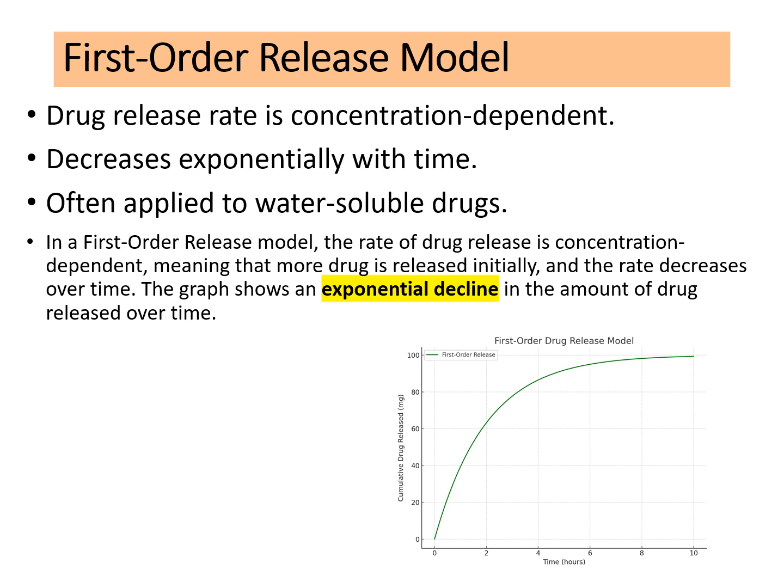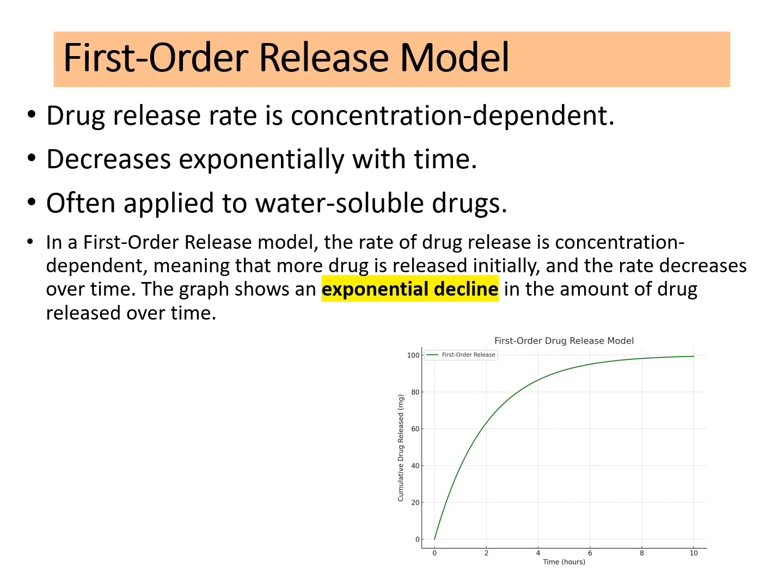Then coming to the first order release. In first order release, the drug release rate is concentration dependent, and the drug release decreases exponentially with time. This first order release is often applied to water soluble drug formulations, and in the first order release model the drug release rate is concentration dependent. So it means that more drug is released initially and the rate decreases over time.